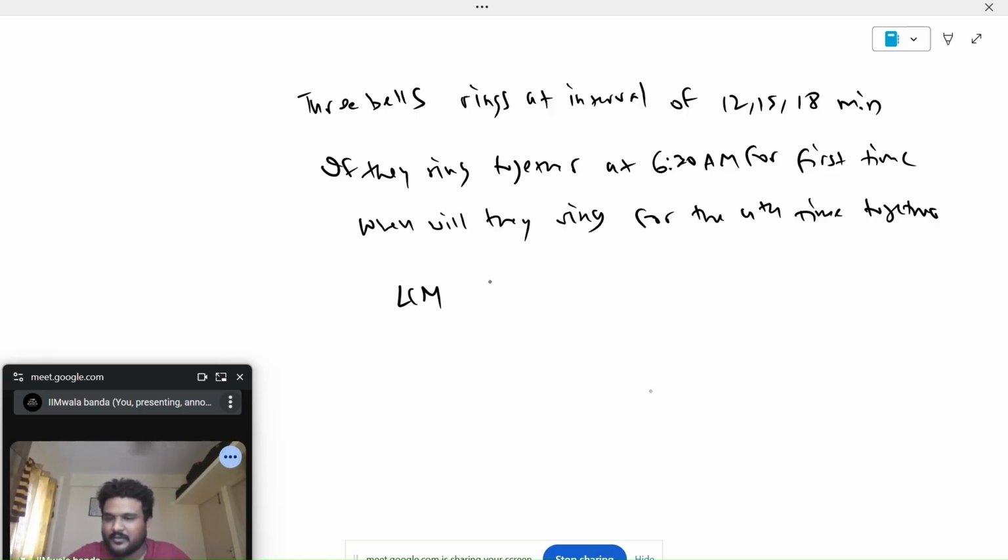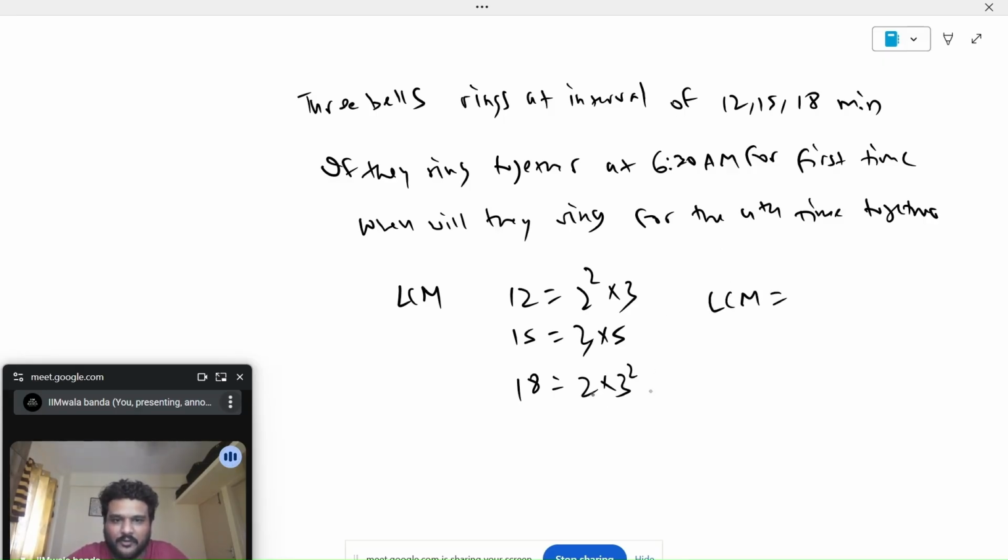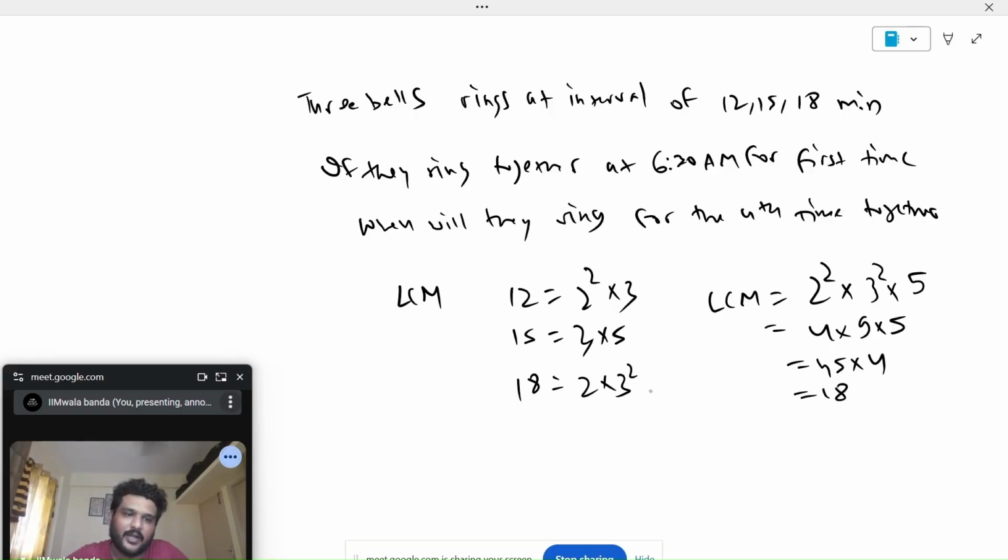Again, LCM, then we need to find out LCM. So what is 12? 4 into 3. So 2 square into 3. What is 15? 3 into 5. What is 18? 6 into 3, which is 2 into 3 square. Now LCM will be highest power of 2, which is 2 square. Highest power of 3, which is 3 square. Highest power of 5, which is 5. All right. So 4 into 9 into 5, 9 5 is 45 into 4, which is 90 plus 90, 180. So 180 minutes or 3 hours.